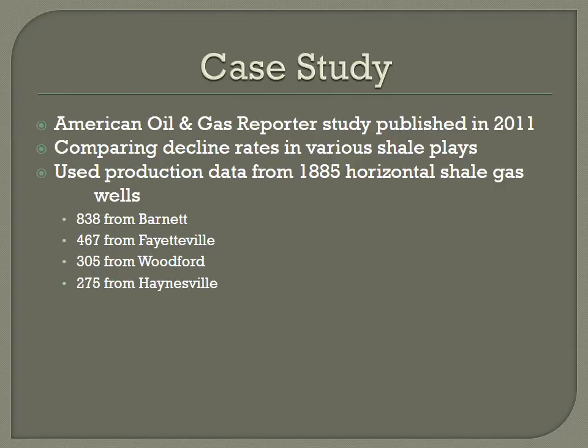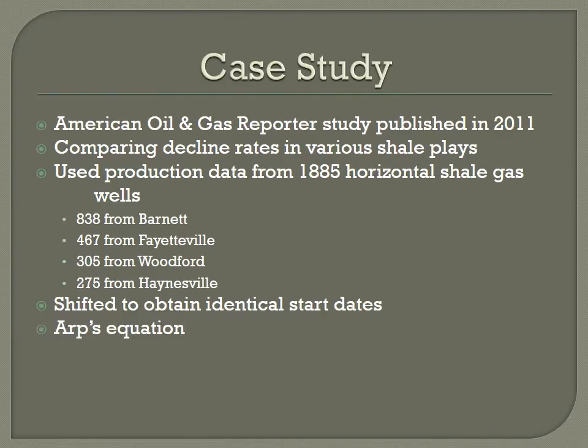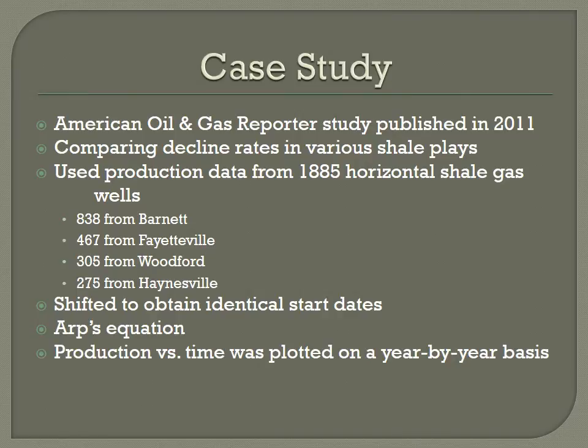The data obtained from each well was then shifted so that they all had identical start dates. ARPS equation was used to develop decline curves for the wells. Average daily production was then plotted against time on a year-by-year basis to show the changes in average production rates throughout the years. All of the wells in the study retained a b value between 0 and 1, making them all hyperbolically declining wells.